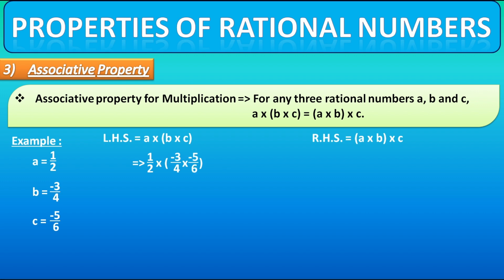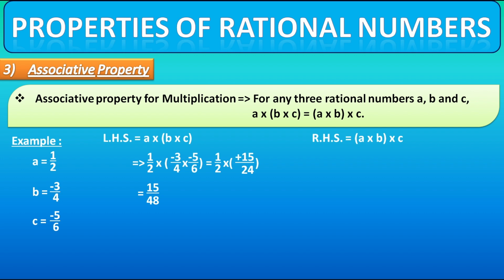Okay, first of all we have to solve the bracket. So this half will remain as it is, and as per the rule of fractions we have to multiply numerator with numerator and denominator with denominator. So minus 3 into minus 5 will give you plus 15, and 4 sixes are 24. Okay, now we have to multiply half into 15 upon 24. So 15 ones are 15 and 24 twos are 48. This is the value of LHS.